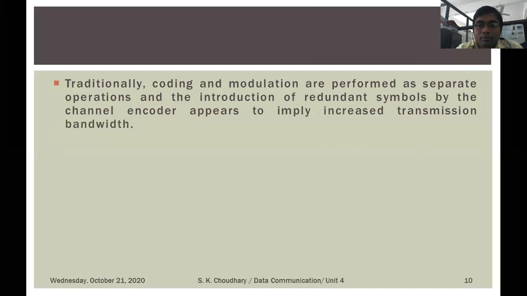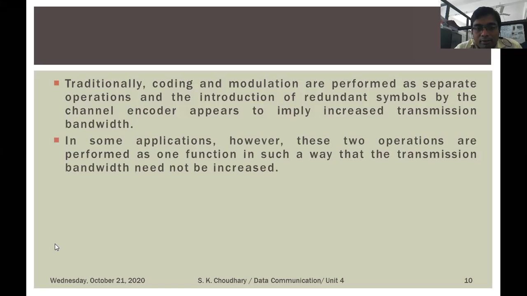Now we have to explain the block diagram of the digital communication system, one block at a time. Traditionally, coding and modulation are performed as separate operations, and the introduction of redundant symbols by the channel encoder appears to increase the transmission bandwidth. Obviously, when you introduce redundant bits into your message, it increases the transmission bandwidth.